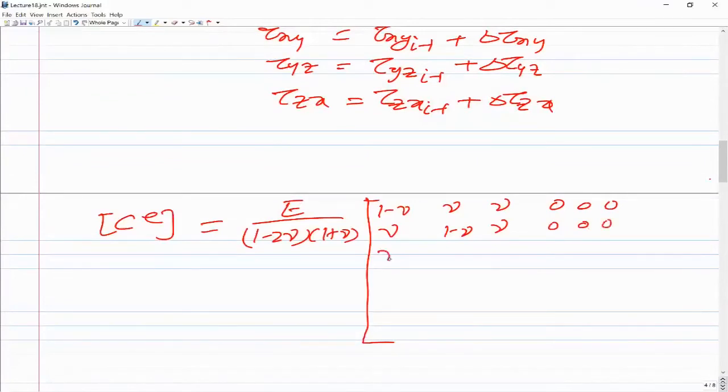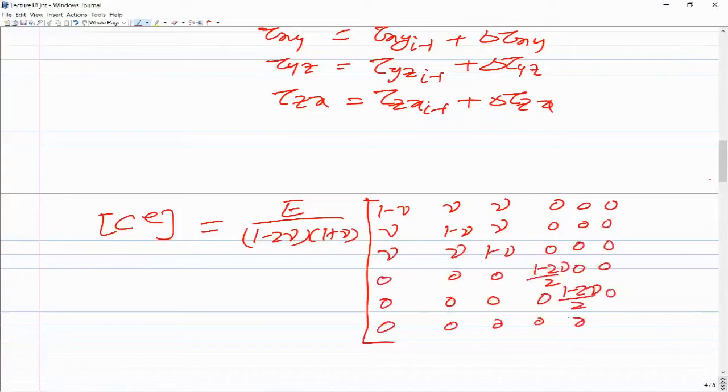So nu, 1 minus nu, 0, 0, 0 for isotropic material. For the general 3D case, this is your constitutive matrix, with 1 minus 2 nu by 2 so that you can get the shear modulus. So 0, 0, 0, 1 minus 2 nu by 2, 0, and 0, 0, 0, 0, 1 minus 2 nu by 2. So this is the CE matrix you have. Now we can substitute.